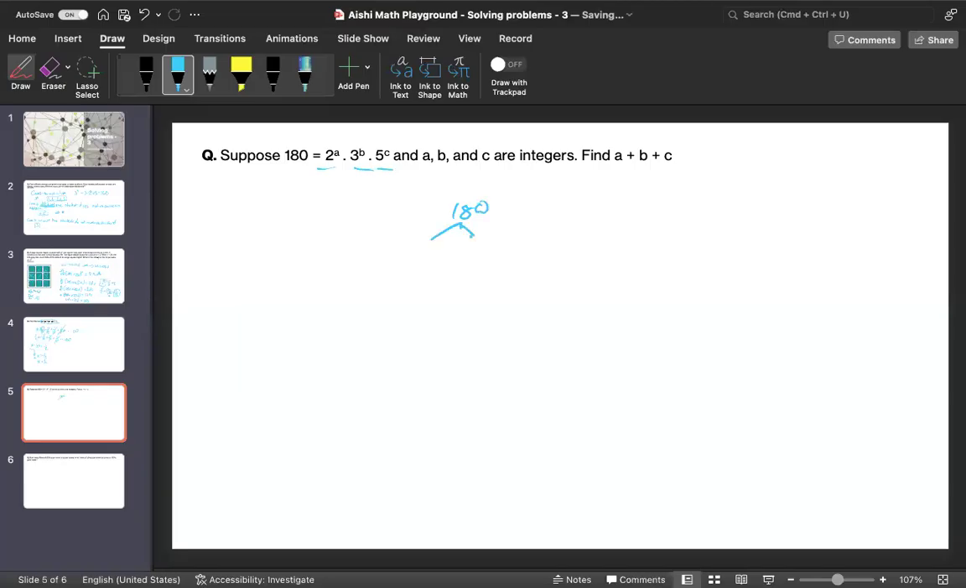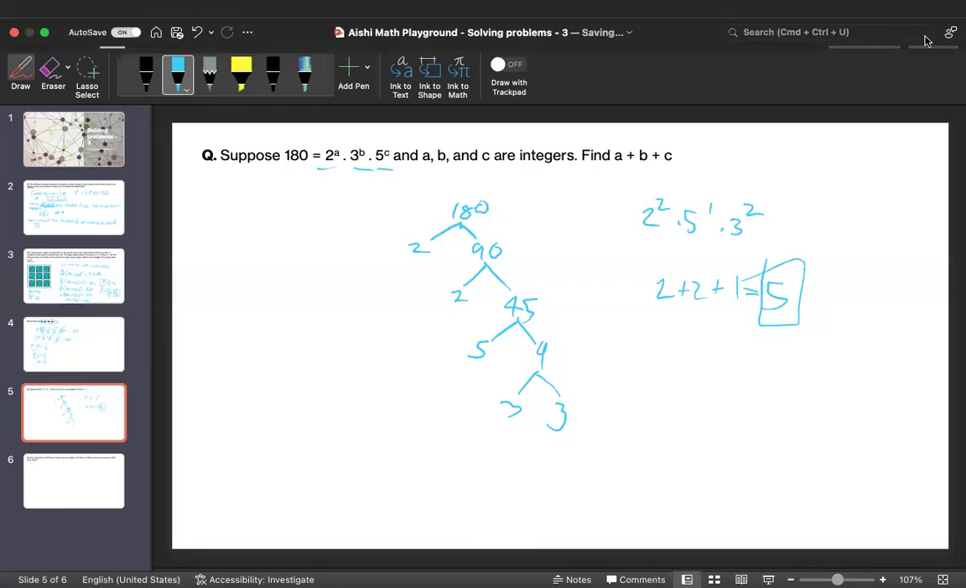So 180, 2, 90, 2, 45, 5, 9, 3, and 3. So we have 2^2 times 5^1 times 3^2. So 2 plus 2 plus 1 is equal to 5. There we go.